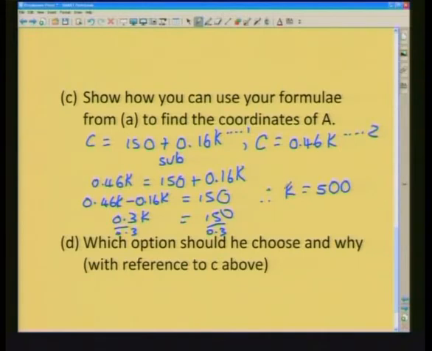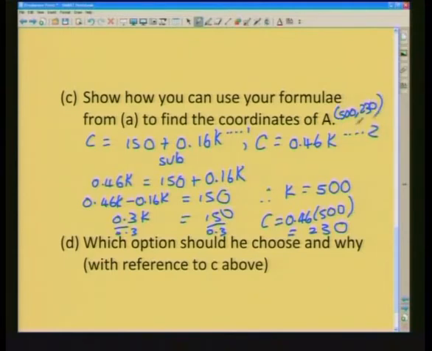But if I would like to know what the cost is, because remember they have the equivalent cost, what I would need to do is take that k and substitute it back into one of the equations. I'm going to put it into the easier one, which is 0.46 times 500. You do that and you'll see that you will get a value of 230. So you can quickly do that on your calculator. You'll see that the point A will then have coordinates of 500 and 230.